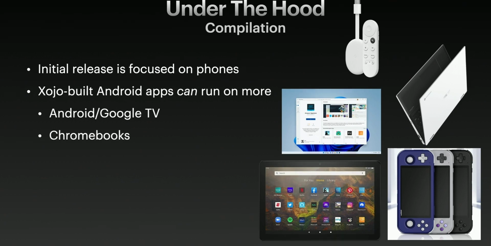Chromebooks now have official support, at least the modern Chromebooks do, for Android apps, and Xojo-built apps run on them as well. And Windows 11 now has a subsystem for Android. In fact, the way you get the subsystem is if you are a Windows insider and you search for, I believe it's the Amazon App Store, is how you initially get the subsystem for Android. And once you have that installed, you can run Xojo-built Android apps straight on Windows 11.